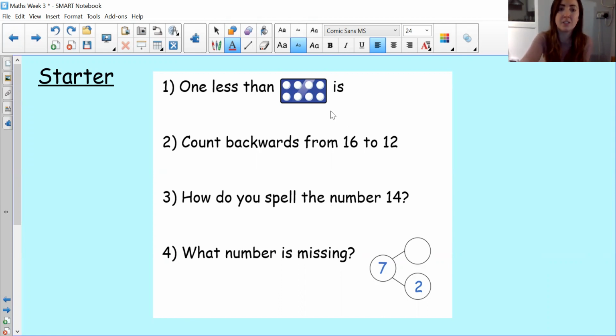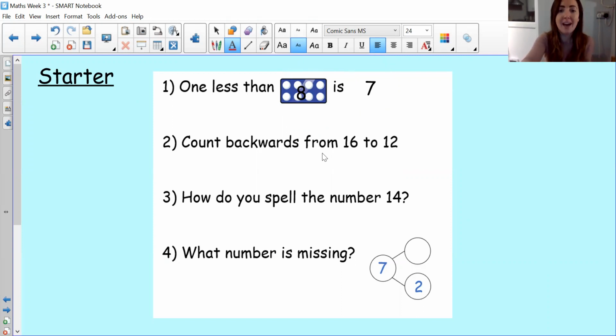Okay, let's go through the answers. So 1 less than this number is, well, first we need to work out what this numicon is showing. And I hope you didn't get tricked by the fact it's a slightly different colour to our numicon in school, because remember, it's not about the colour really, it's about how many holes there are. So this numicon shows 8. Now, is 8 the answer to the question? No, it is not, because this shows 8, but the question is 1 less than this number. So 1 less than 8 is 7.